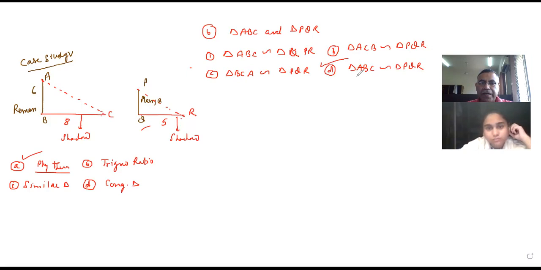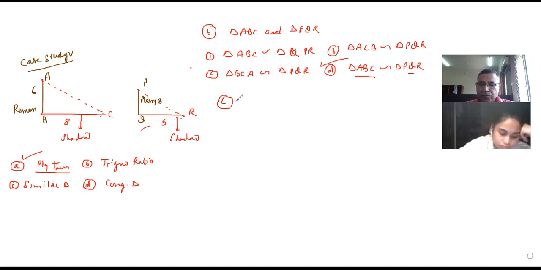See, here first A came, B came, C came. Now, corresponding to A, the angle is P. Corresponding to B, the angle is Q. Corresponding to C, the angle is R. So with B, Q came, with C, R came. So D is the correct one. Now, next question, C.